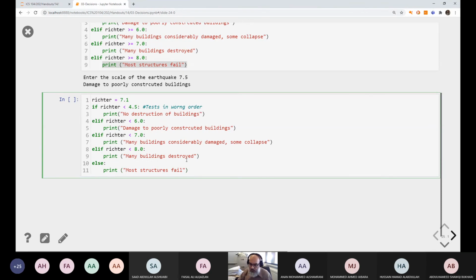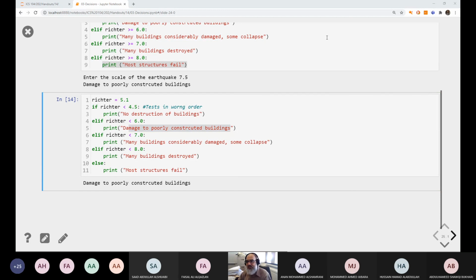Anyways, this way, if I try to run it with 7.1, many buildings destroyed. If I put 5.1, it is less than 6 and greater than or equal to 4.5, so damage to poorly constructed buildings. Sorry for keeping you a little bit after the time, but basically we are done now.